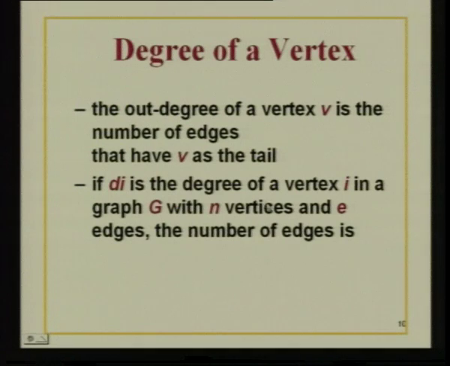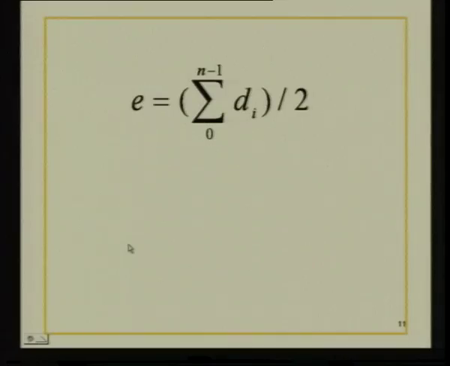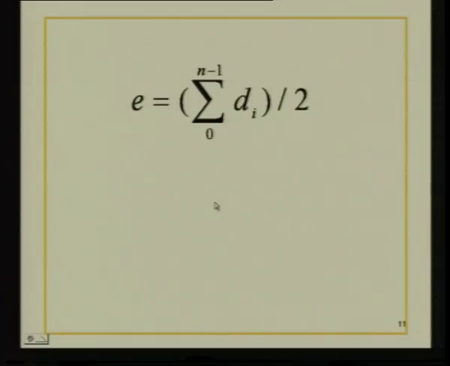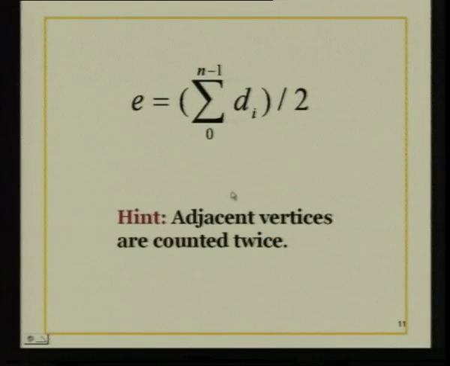If di is the degree of a vertex i in a graph G with n vertices and E edges, the number of edges is given by this equation. Okay, n vertices and E edges, then it is given by this equation, and because adjacent vertices are counted twice, that is why you normally have this divided by 2.